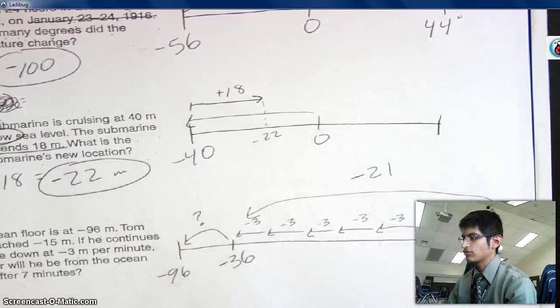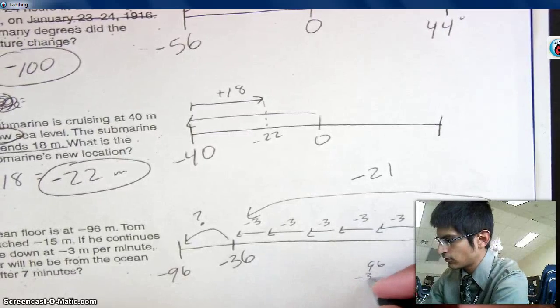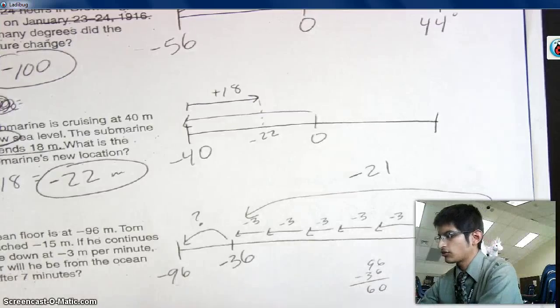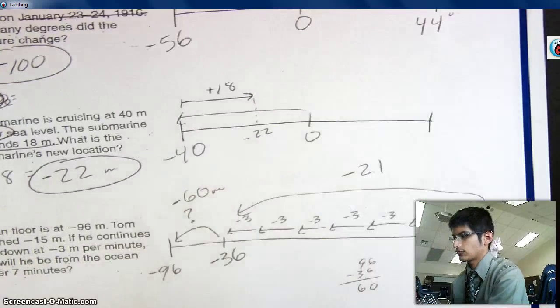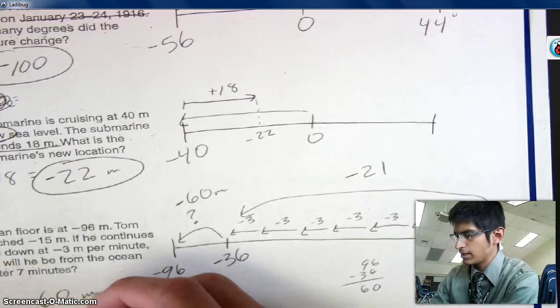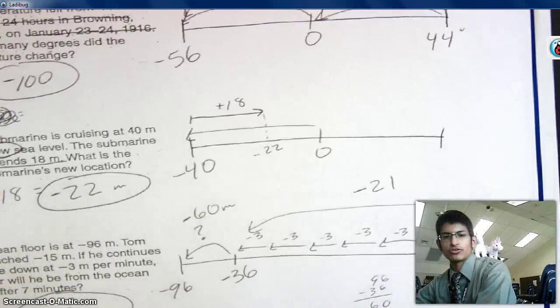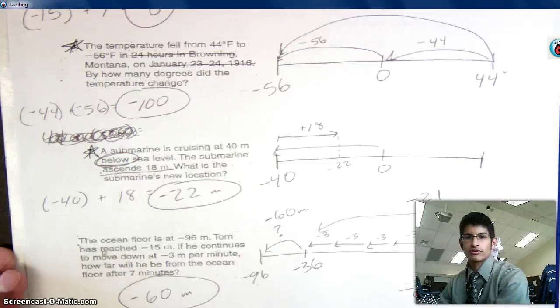So I need to subtract these numbers again. So let me do 96 minus 36. And I got 60. So he needs to go backwards 60 more meters to get to the ocean floor. So how far will he be? He is 60 meters away, and those are negative since he has to go left. Sorry, I hope I kept this all on the screen correctly.